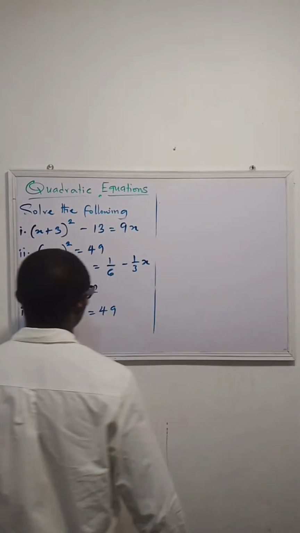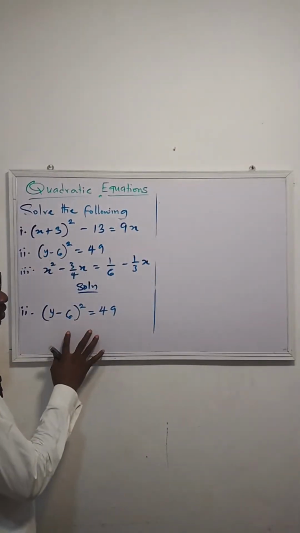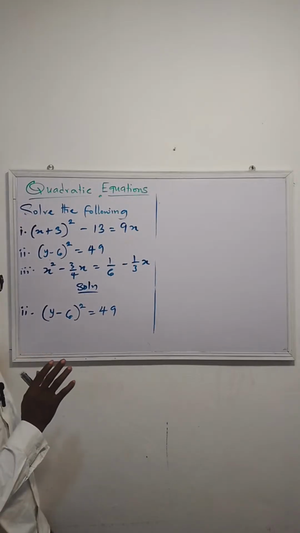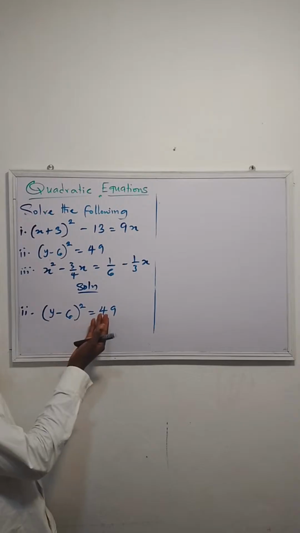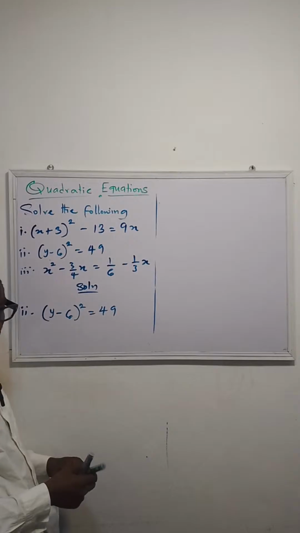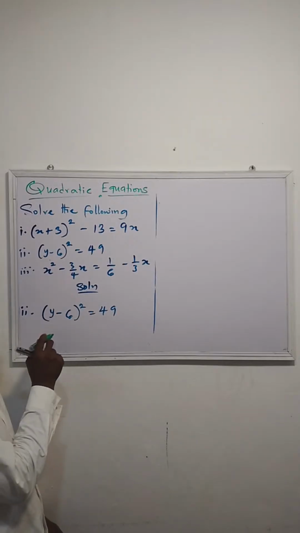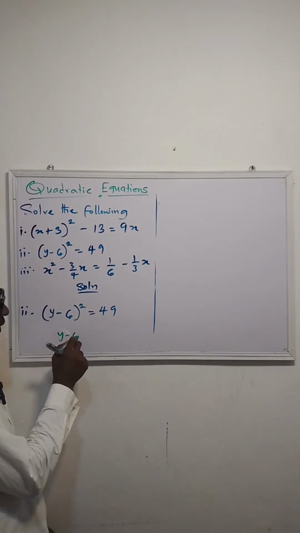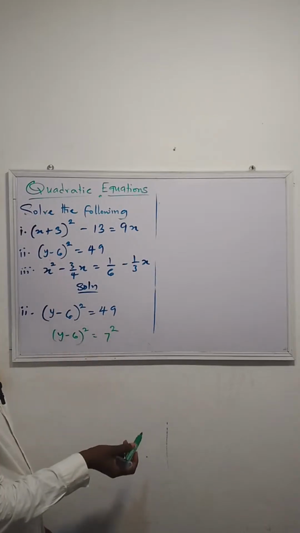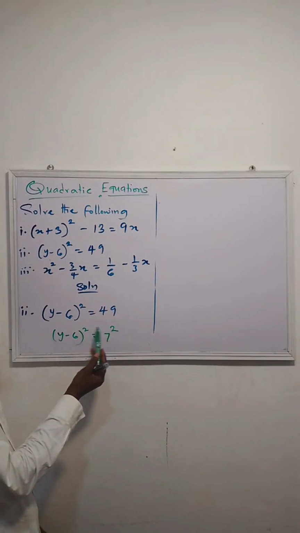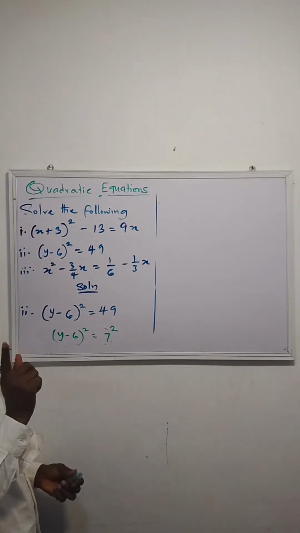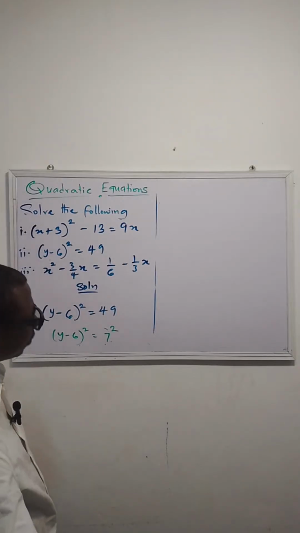So let's look at it. Now, to solve this, many students just square root this, and that will be wrong. You will not get the whole mark. I can do it this way: (y minus 6) all squared equals 7 squared. I will now say, since the powers are equal, I equate the bases. If I do it that way, I will only get one of the roots. I will not get the two answers.